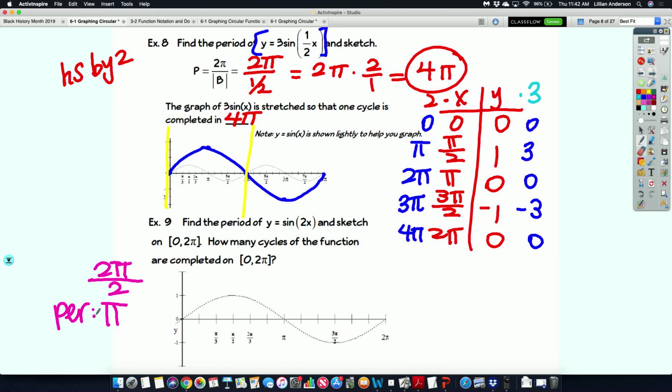How many cycles of the function are completed between 0 and 2 pi, though? 2. Because it's the value of b. B tells you how many cycles are completed between 0 and 2 pi. So, for this problem, what am I going to do to all of my x's? I'm going to divide by 2. Technically, if I multiply, what am I multiplying it by? 1/2, which is technically dividing by 2.